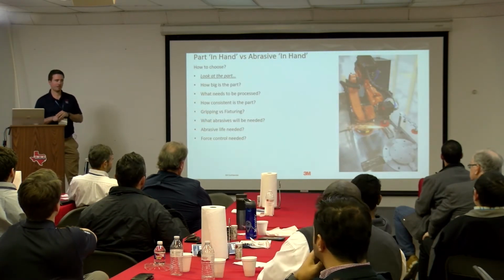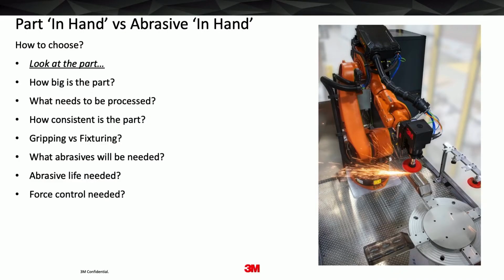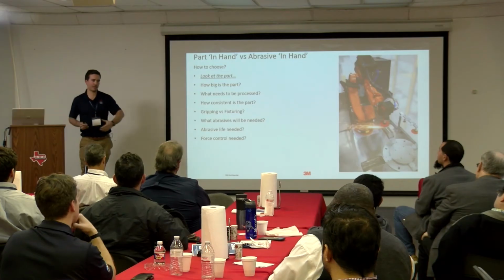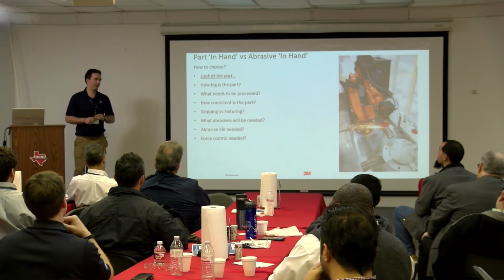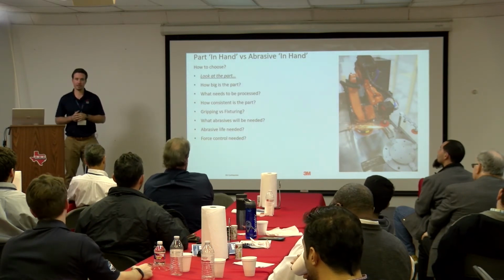So the next thing is how are you going to process this part? Are you going to pick up the part with the robot and bring it to a back stand? Are you going to bring these abrasives to the part? A lot goes into this, but the biggest one is just look at the part. What are you trying to do to this part? Are you deburring it? Is it massive where you have to have the robot on a track going back and forth? A lot of times that is the easiest decision maker right there.